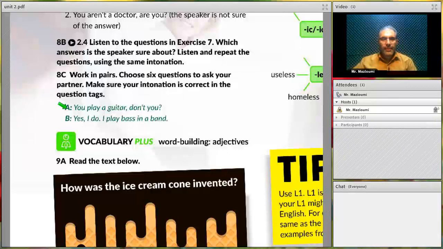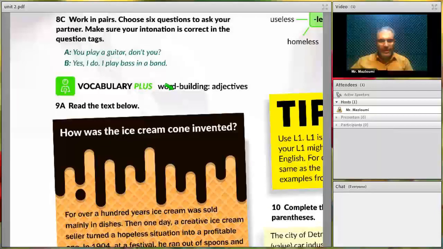For example, you live here, don't you? Or you've been studying English for 3 years, haven't you? Or you don't know him, do you? Or you were absent last session, weren't you? You see, you can ask different questions.